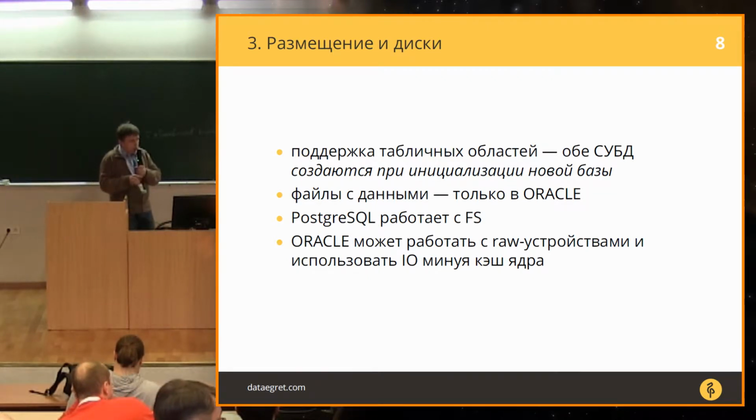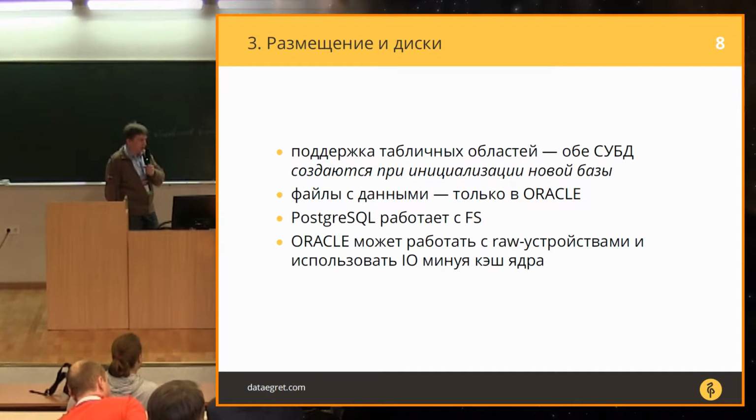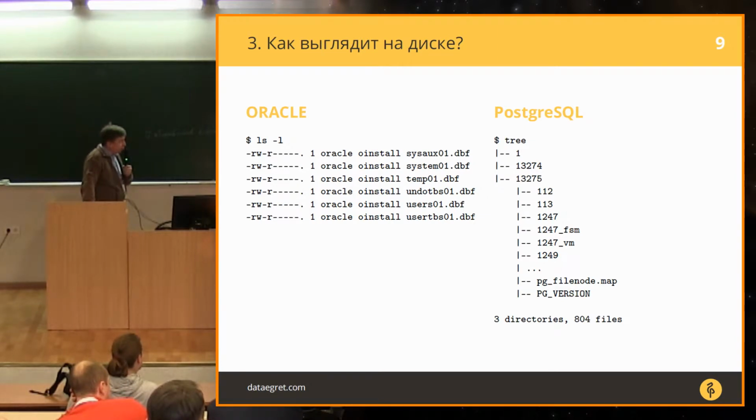Postgres works with file system only, and Oracle can work with raw devices and direct I/O mode. With normal data files, Postgres cannot work in this manner. So this is a big difference. And I hear sometimes recommendations to add direct I/O support on Postgres.